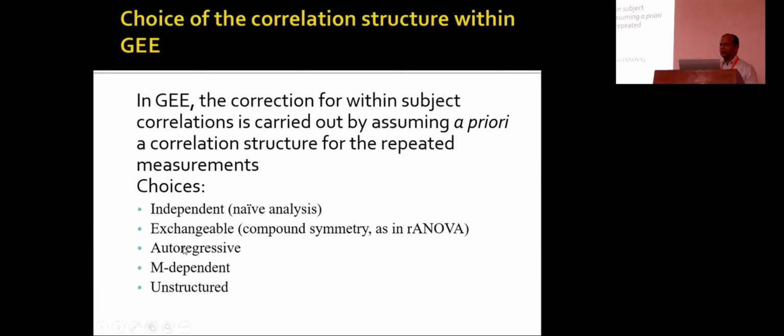Autoregressive is a correlation structure over a period of time. If you do a study for 6 months versus 18 months, over a period of time, the correlation will weaken and the correlated observation disappears. That is autoregressive. Very rarely do you find this kind of autoregressive correlation. Then M-dependent and unstructured.